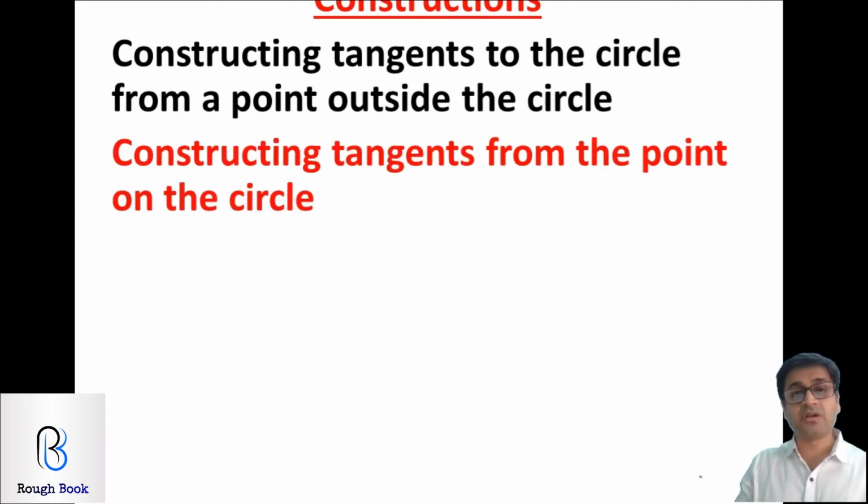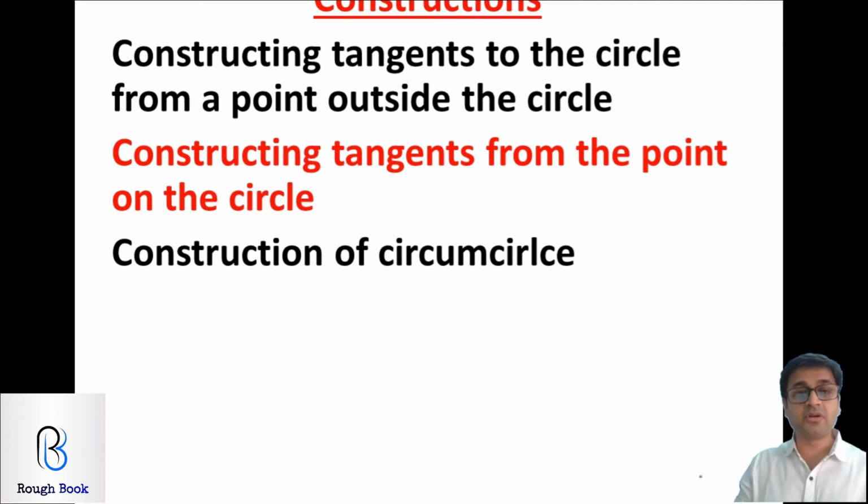The next thing we are going to learn is constructing tangents from a point on the circle. From a point on the circle anywhere, we will learn how to draw tangents from there. The third thing we are going to learn is construction of circumcircle. So two types of circumcircle we are going to see here. Number 1 is circumcircle to a triangle and number 2 circumcircle to a hexagon.